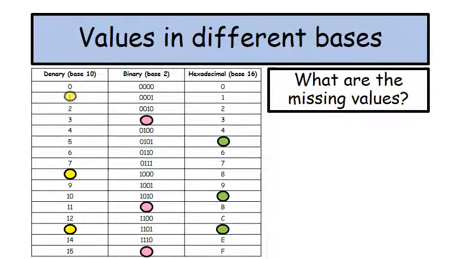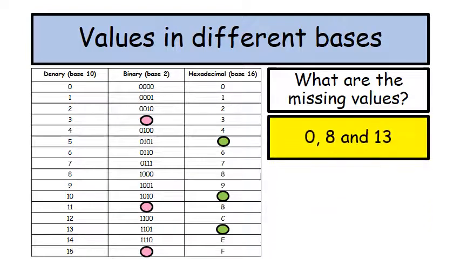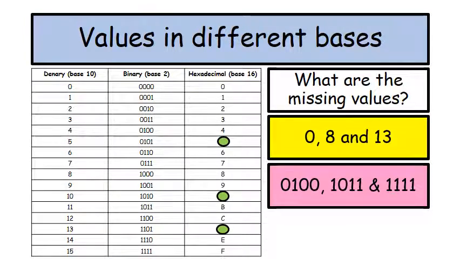So this is what you should have had. I'll just take them all off. So for the yellow, 0, 8 and 13. For the pink, 0 1 0 0, 1 0 1 1 and 1 1 1 1. Now just to quickly go over this, we use the last 4 digits of the binary number chart. So this would be an 8 and then a 4 and then a 2 and then a 1. So what that states is 0 under 8, 1 under 4, 0 under 2 and 0 under 1. So this number there would be a 4.